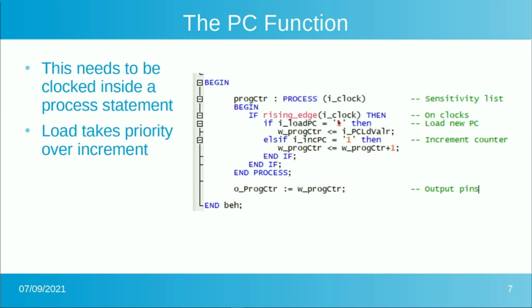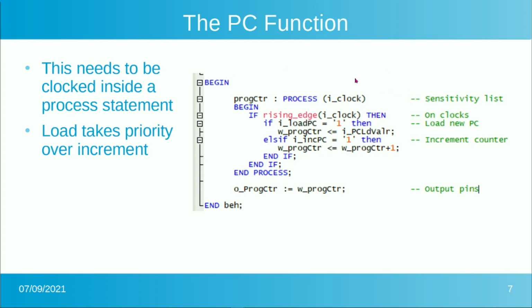So if load is low, it's not loading, then it will fall through to this increment. And that's really all it takes to make a counter. The part here is the W program counter gets loaded. That's the wire for that program counter. It's loaded with count + 1.